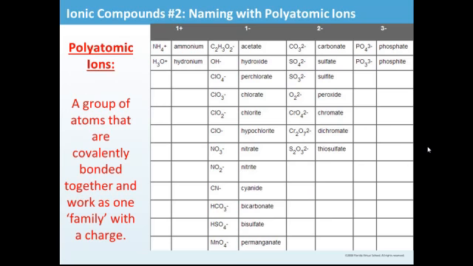The second type of ionic compounds that we're going to learn about is when we have polyatomic ions. Polyatomic ions are very confusing to students in the beginning. Much like with everything, you just got to practice. The more you expose yourself to it, the more practice you do, the better you're going to get.